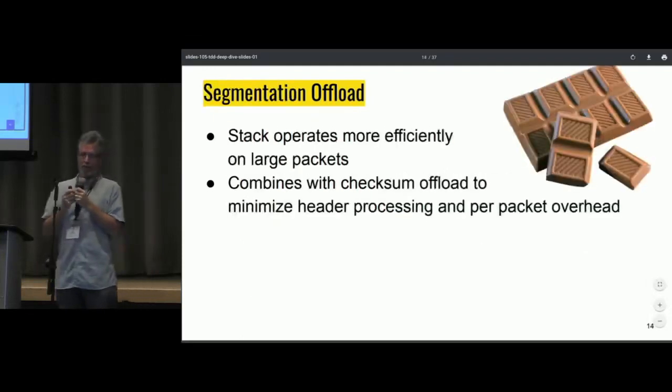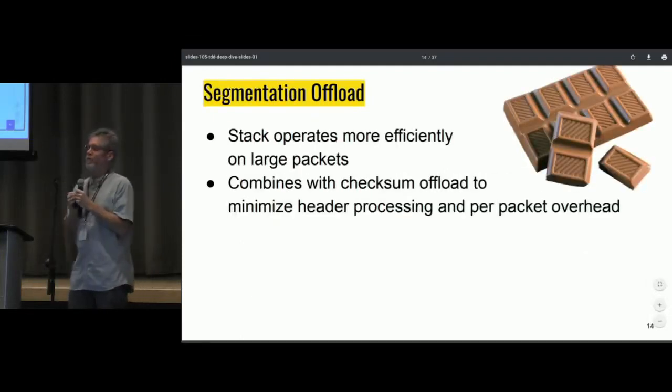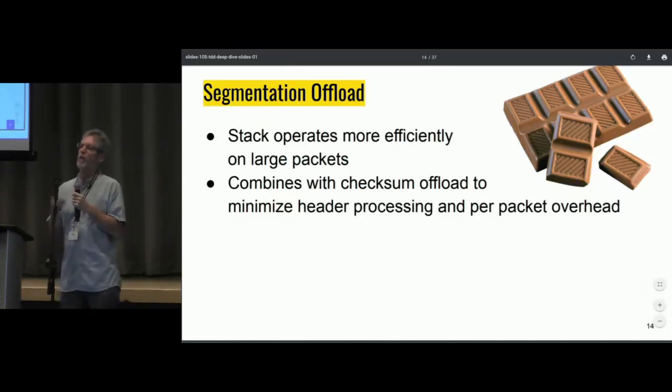So, looking at segmentation offload, one of the observations that we've made is that networking stacks are more efficient when they process large packets as opposed to small packets. In particular, per packet overhead in the stack is usually significantly more than the cost of processing the data bytes. So we want to see if we can arrange the system so we can process large packets instead of small packets.